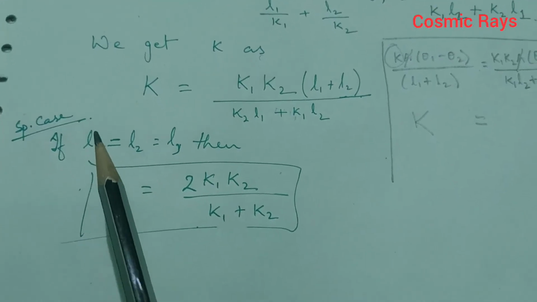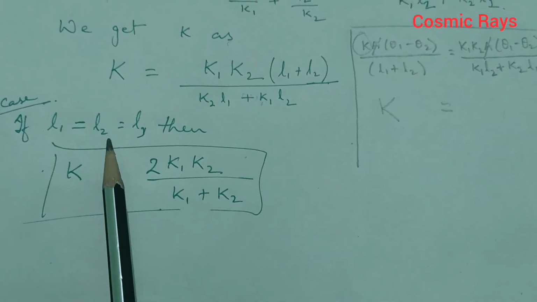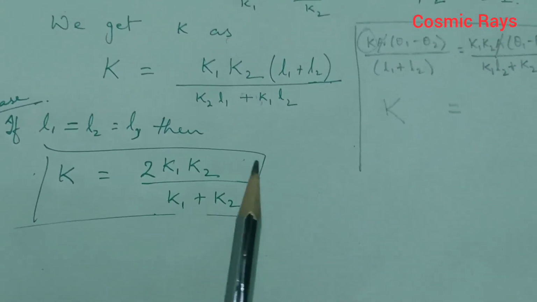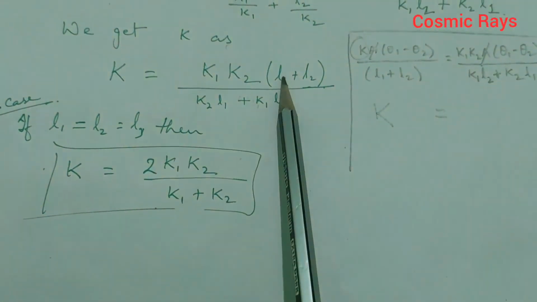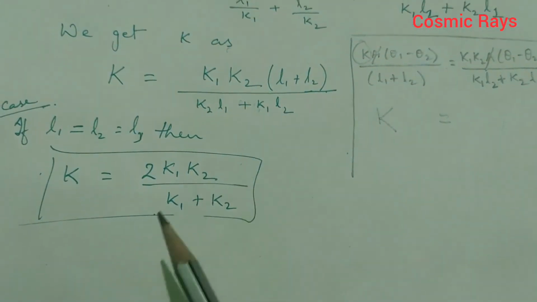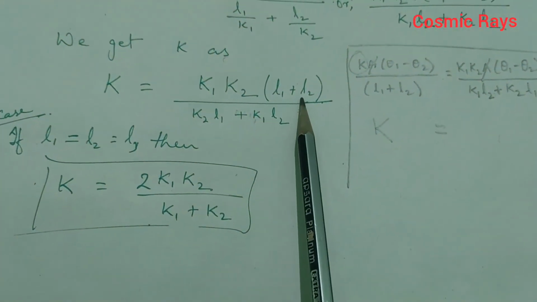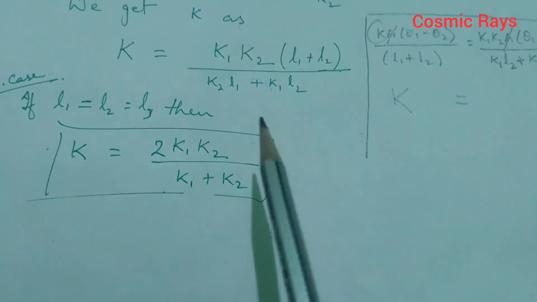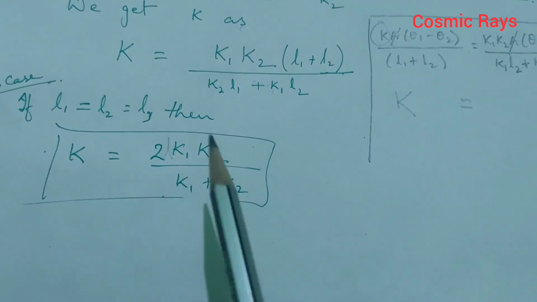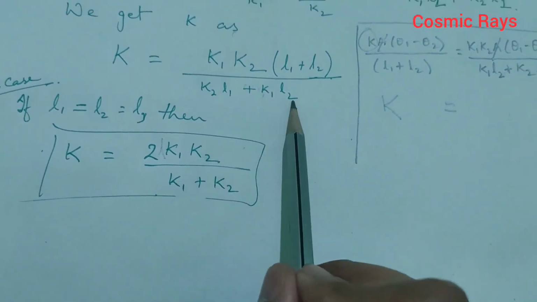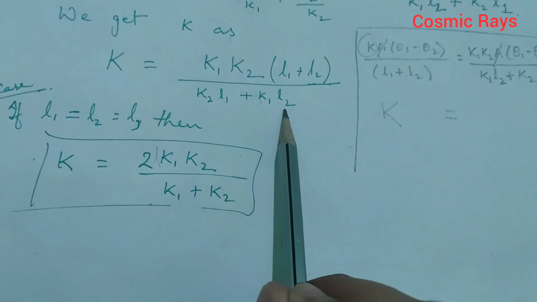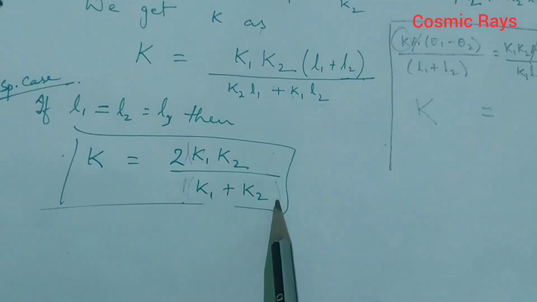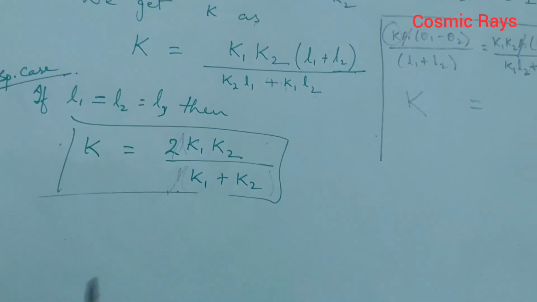Again, a special case: if L1 equals L2 equals L, that means the length of each slab is taken as L, so all L1 and L2 will be replaced as L. So here L1 plus L2, we will write L plus L, that is 2L. So we have here 2L, and below, L1 and L2 will be replaced as L, so that L can be taken out as common.